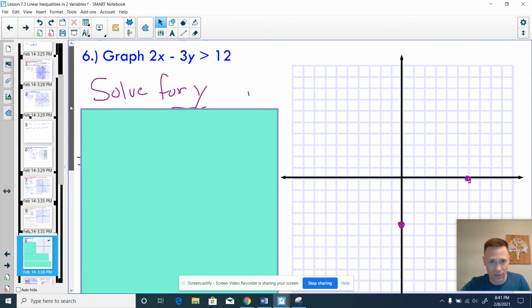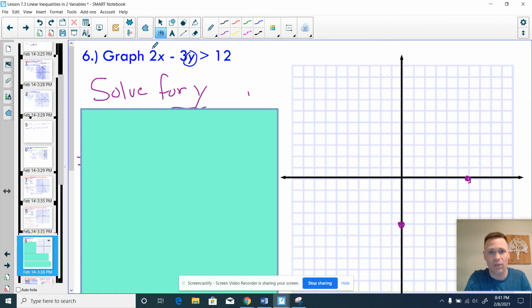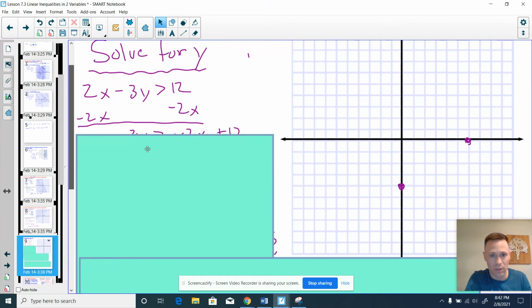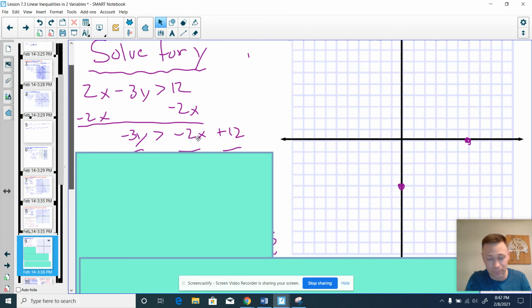So if I take this inequality, 2x minus 3y is greater than 12, and I solve it for y, again, I have to try to get y all by itself. What's happening to y? I'm multiplying by -3, and then I'm adding 2x, so my first step is to subtract 2x from both sides, and so that's what you see me doing, subtracting 2x. 12 and -2x cannot combine, so I end up with -3y is greater than -2x plus 12, because these don't combine.